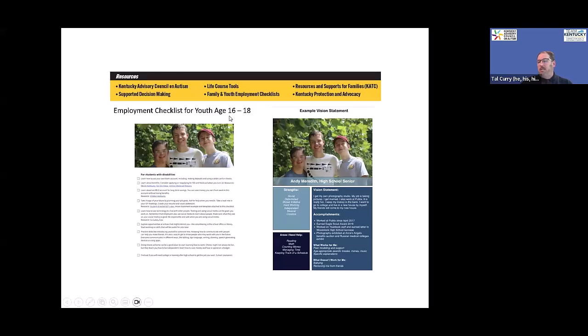If you clicked on the employment checklist for youth age 16 to 18, there'd be about 4 pages. These are 2 of them. For a student with disabilities, it has everything under there, like have you created a STABLE account, looking at safety tips. But here's that example of a vision statement. And this was created by a group of folks, both youth and families who have disabilities. So it's a great resource.